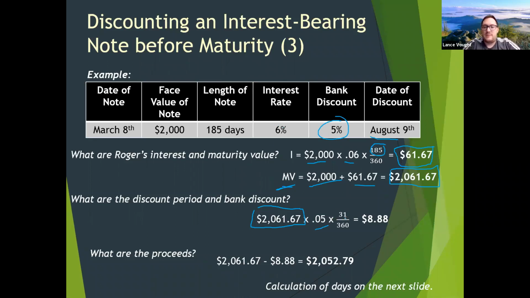You're going to pay that back in 31 days, which means that the amount of interest that the bank is collecting is only $8.88. So how much are you getting back in return? Well, you're getting $2,052.79.